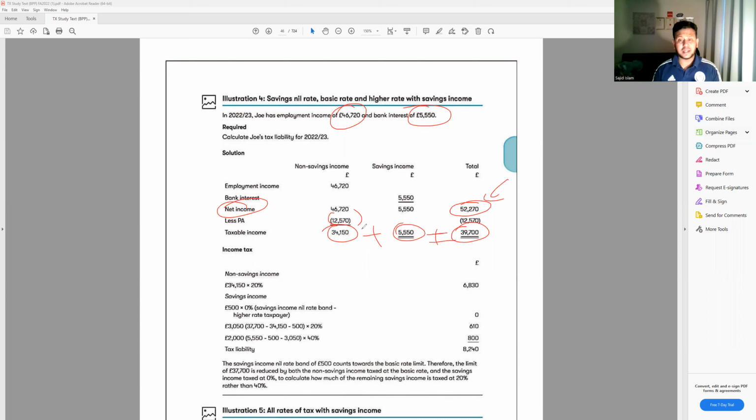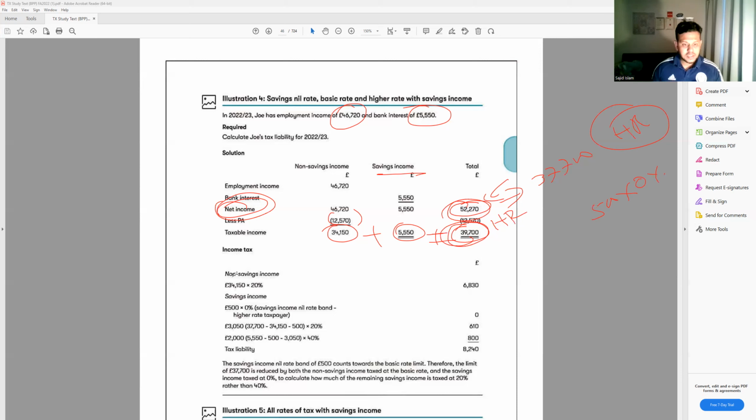So I'm not going to get the starting band for the savings income, but I am a higher rate taxpayer, because my net income, 52,270, is more than 37,700. That means I'll only get the 500 allowance for the savings. I'm not going to pay tax on only 500, not 1,000, because I'm a higher rate taxpayer this time.